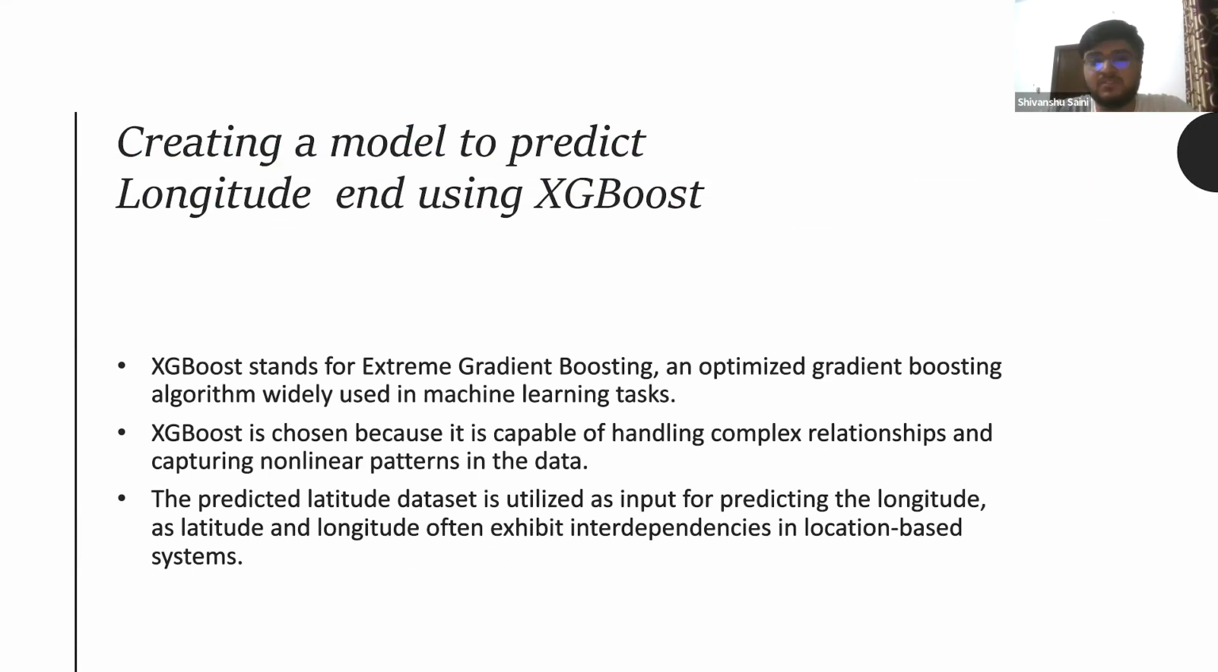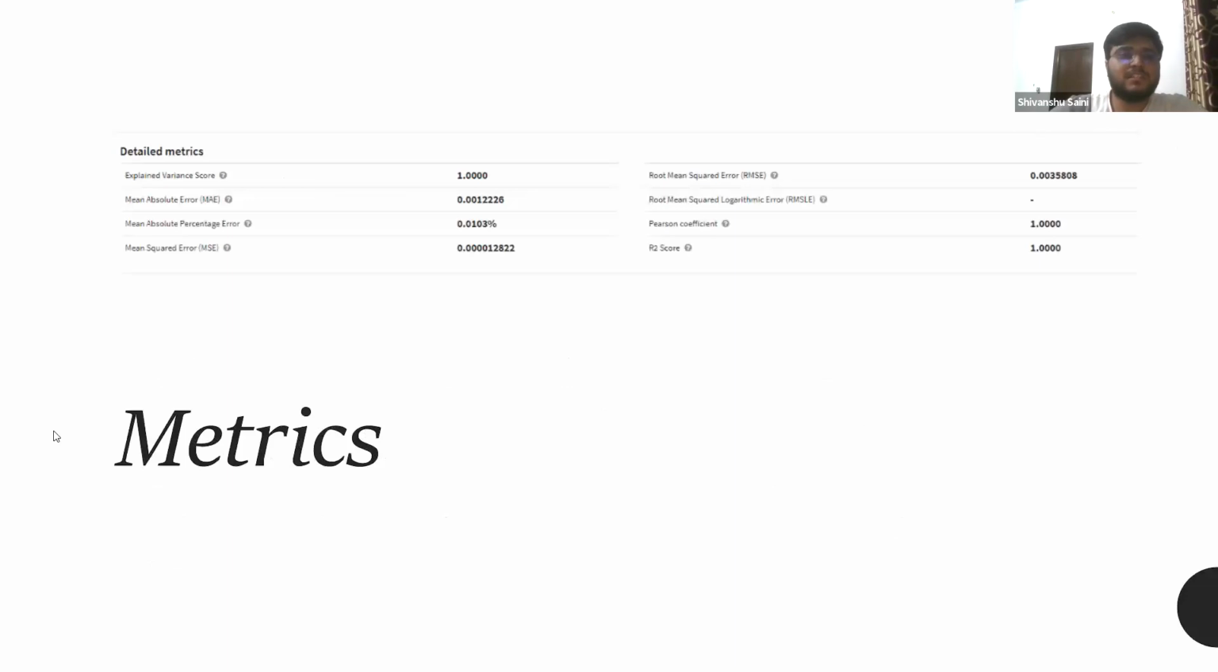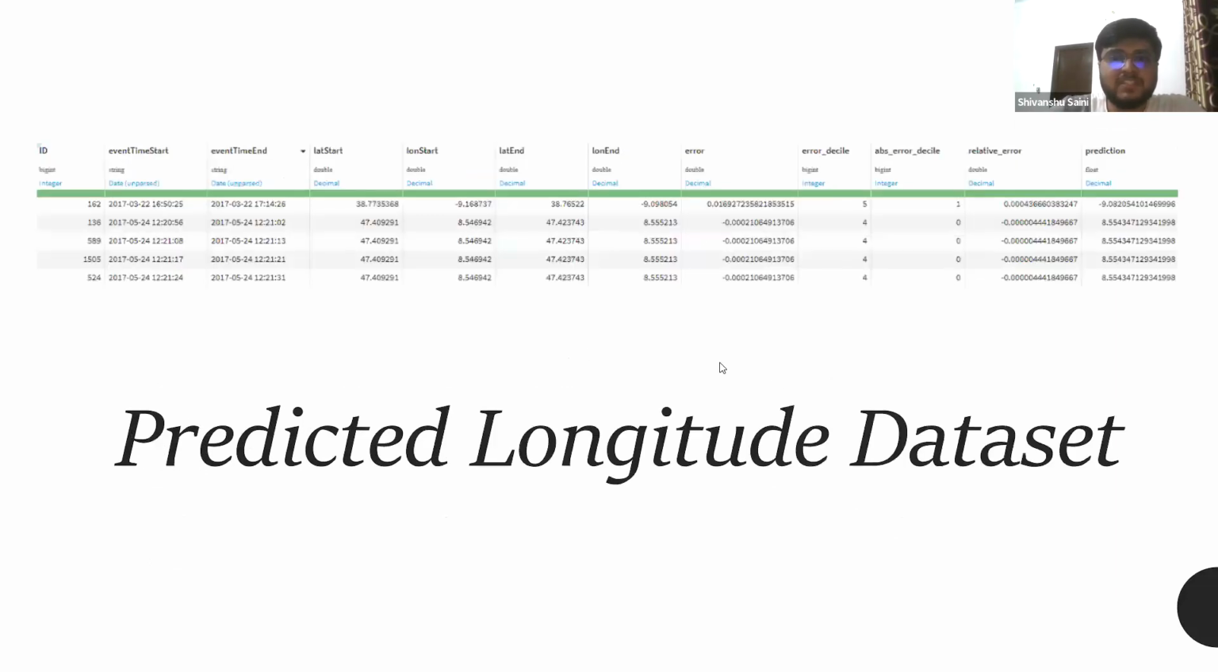So the metric score for this model: the variance score is 1, and there is also some error, and the error will always be there. And the R2 score is 1. An R2 score of 1 here means there is somewhat of overfitting of the model. And this is the predicted longitude data set. Long end is the longitude of the end location given by the location data set, and this is the predicted longitude, and this gives the error here.